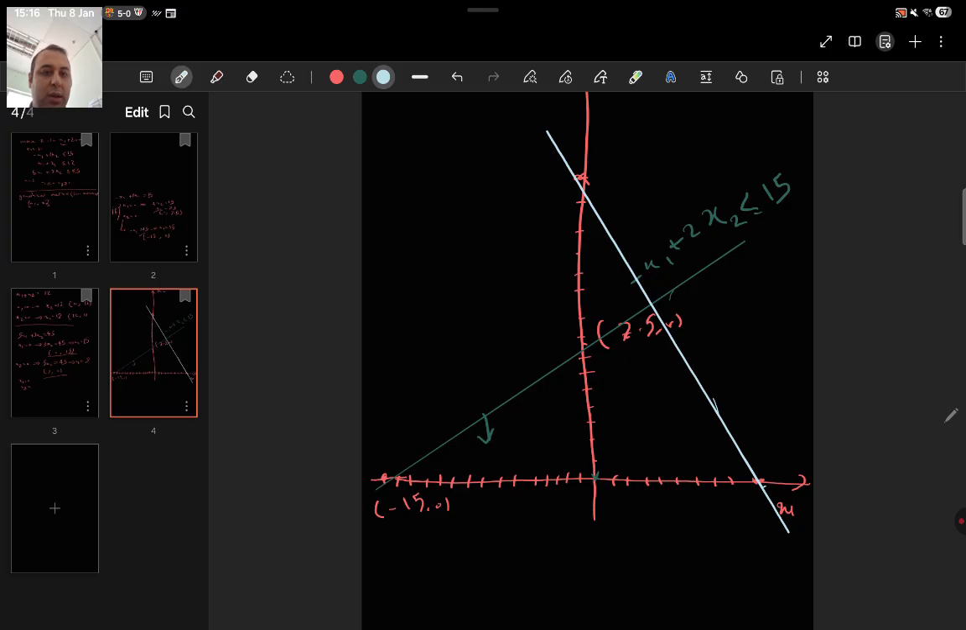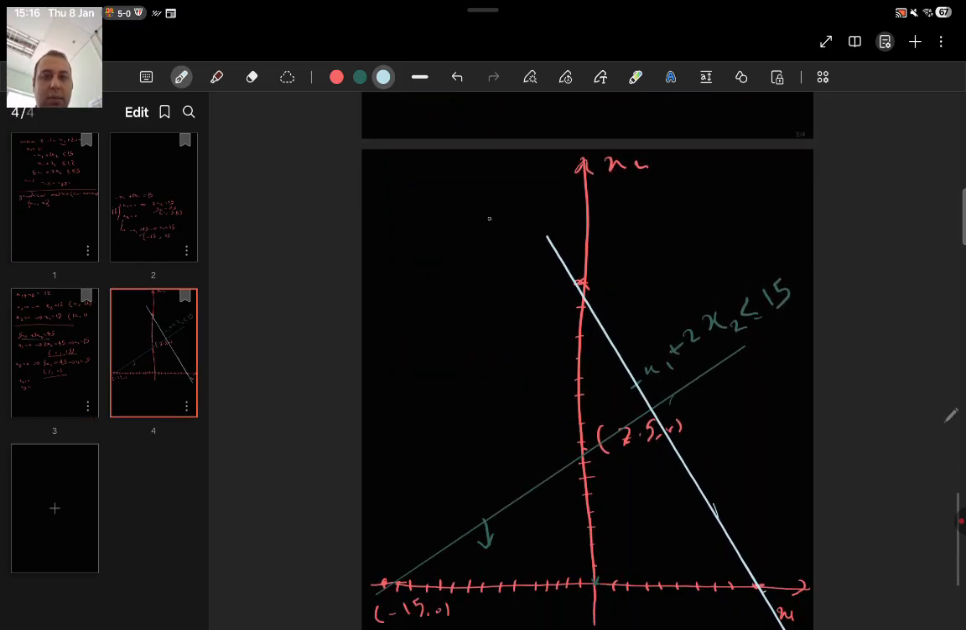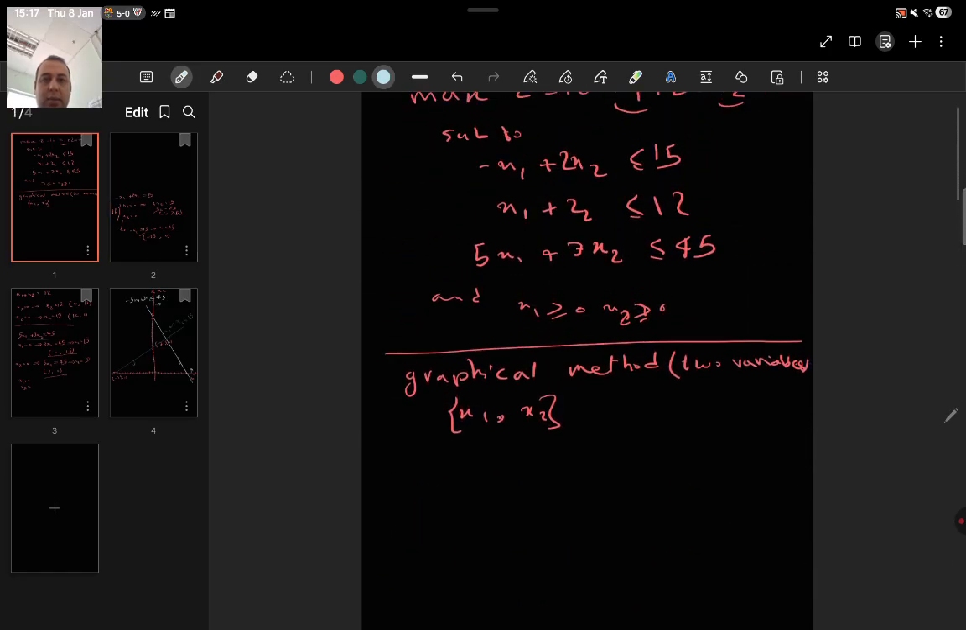Okay, this line is also this one, this line: minus 5x1 plus 3x2 less than 45. So less than 45 will be this side. For example, 0 and 0 is less than. So we have so far this area. We know x1 and x2 is bigger than 0, right? We know from the limitation provided in here.